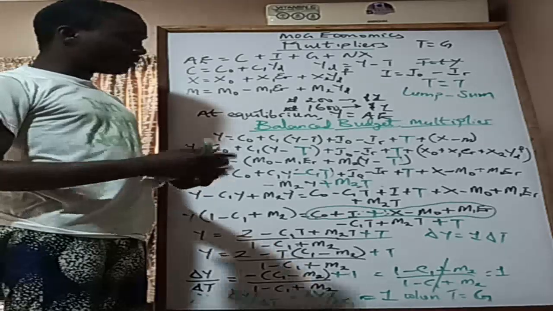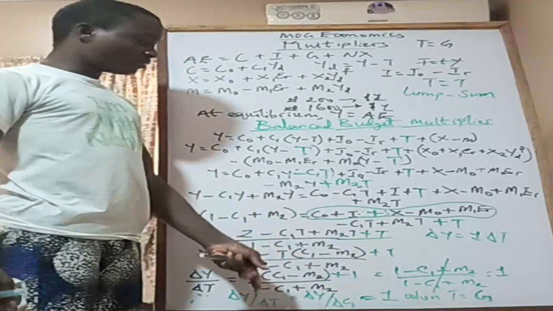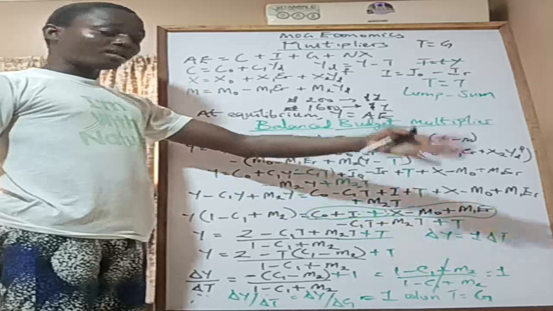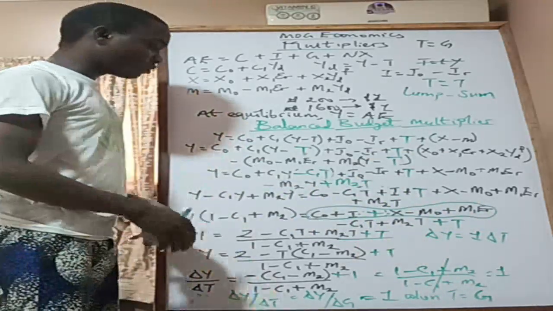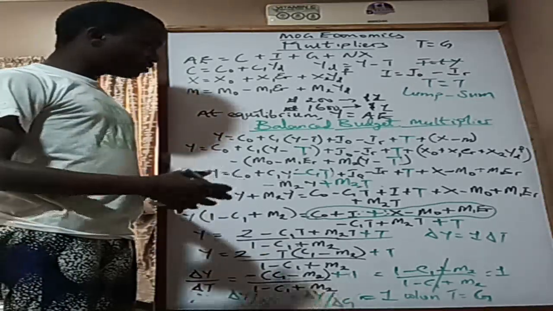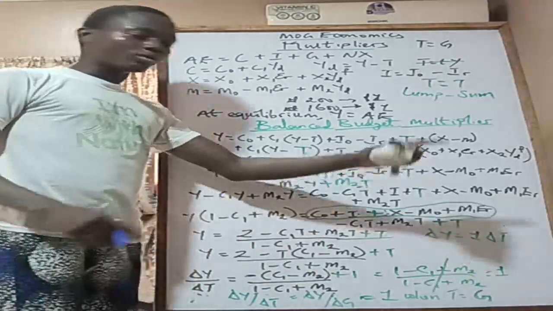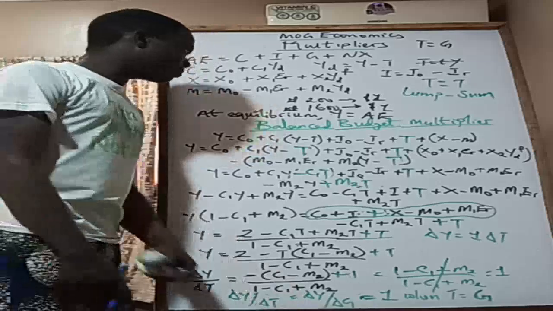So the same thing, if the government spending is changing by 10%, then definitely, if it's increasing by 10%, then definitely the equilibrium GDP will be increasing by 10% as well. So and so on and so forth, as long as T is equal to G. So as simple as ABC.